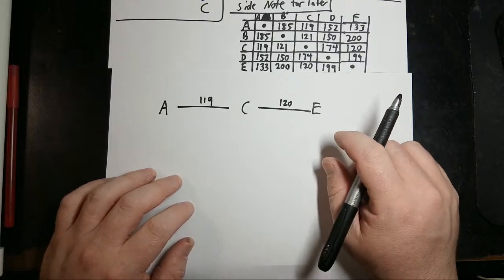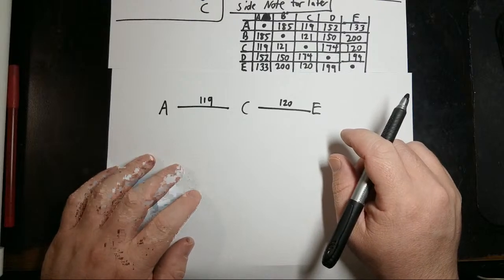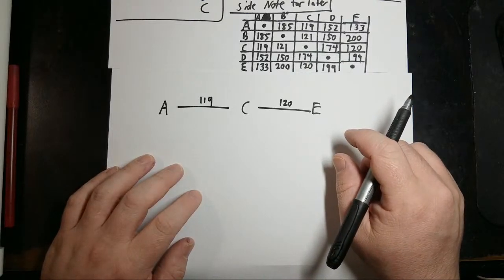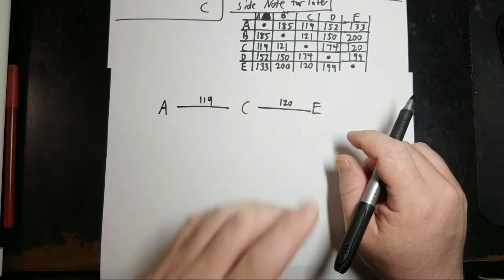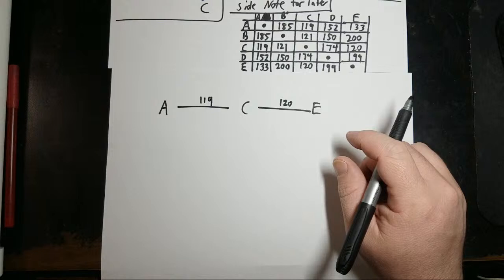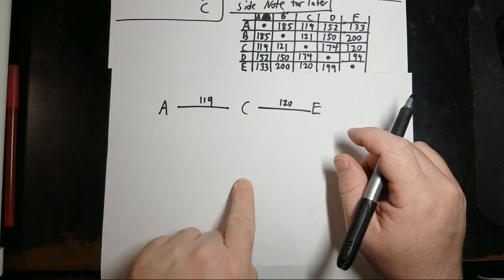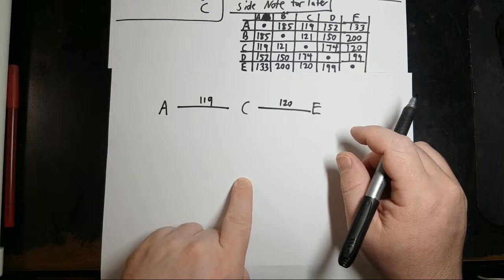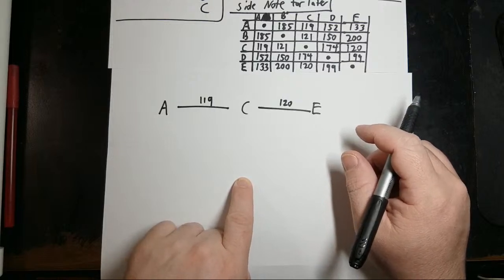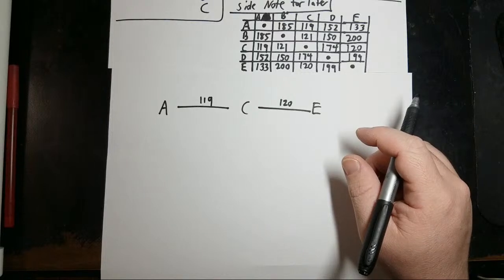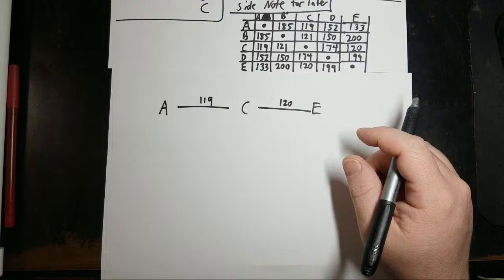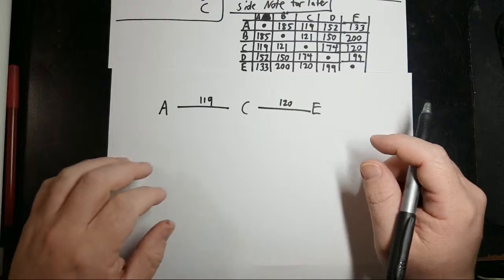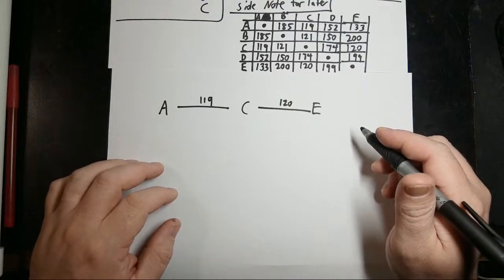The next cheapest one looks like 121. Right here. However, I can't do that one. I cannot do that because that would give me 3 edges connecting to C. And I can't do that. That would really mess up my circuit. C is already done. I cannot do C anymore. So I got to go ahead with the next cheapest link.